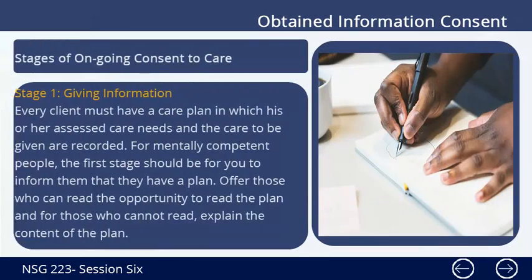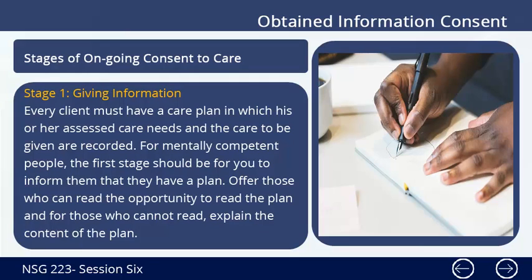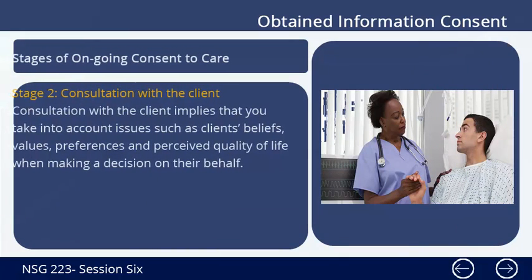Stages of ongoing consent to care. Stage 1. Giving information. Every client must have a care plan in which his or her assessed care needs and the care to be given are recorded. For mentally competent people, the first stage should be for you to inform them that they have a plan. Offer those who can read the opportunity to read the plan, and for those who cannot read, explain the content of the plan.